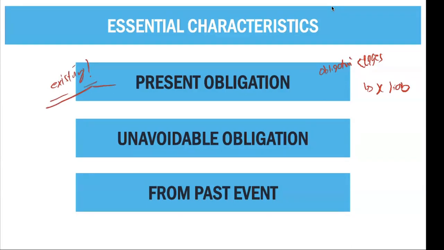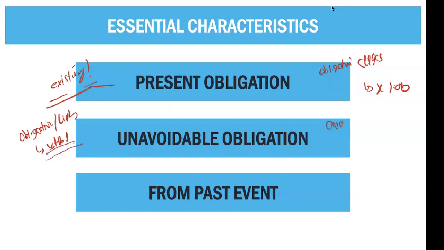Next, it is unavoidable. What do we mean by unavoidable obligation? In short, that obligation or liability should be settled. Why? Remember on the definition of a liability, what did we say? We say that for a liability to be considered as a liability, there must be a settlement which now results to an outflow of economic benefits. Therefore, when we say that a liability should be an unavoidable obligation, it means it must be ultimately settled.